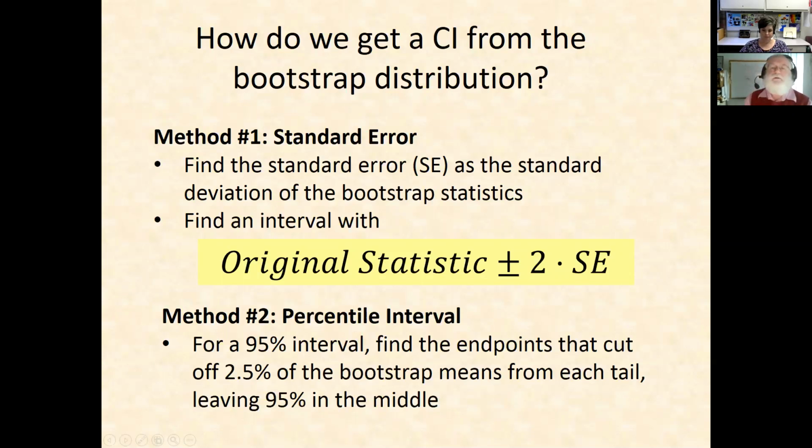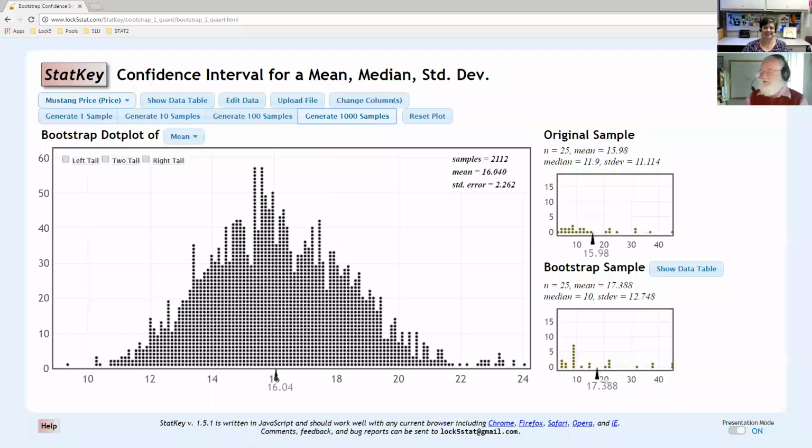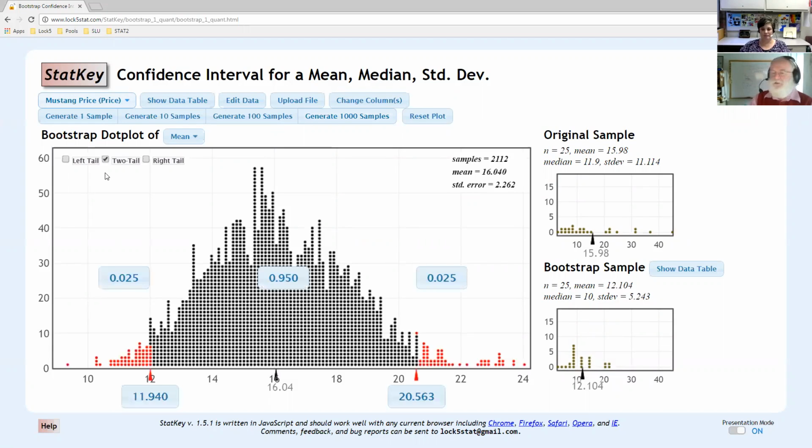So if I attempt to do the share more smoothly this time, we're back to our original distribution we saw here. And so if we go to the two-tailed option here in StatKey, by default, it'll assume a 95% confidence interval. So here's the middle 95% of our data. Here's the endpoints, and so 11.94 to 20.56. There's my 95% confidence interval.